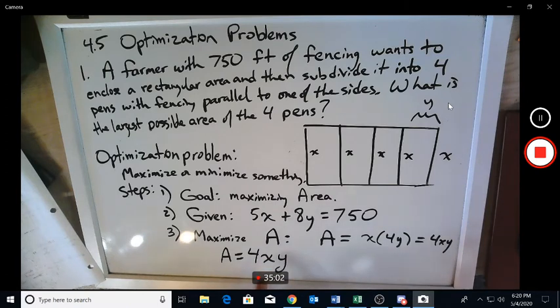So we need to take this equation. So the problem: two input variables, one output variable.